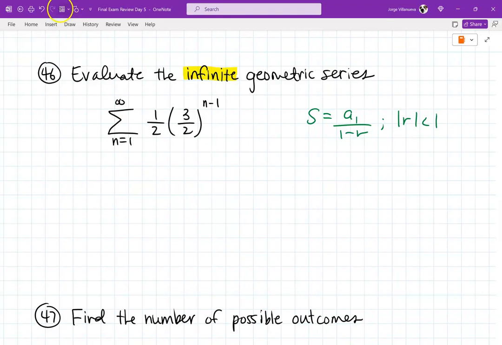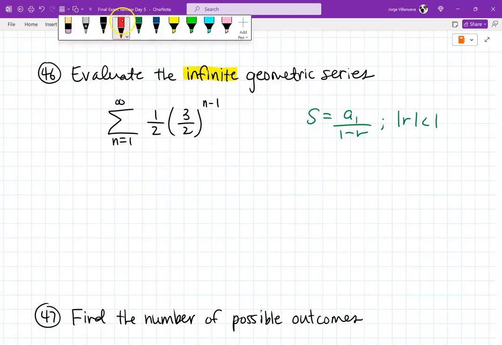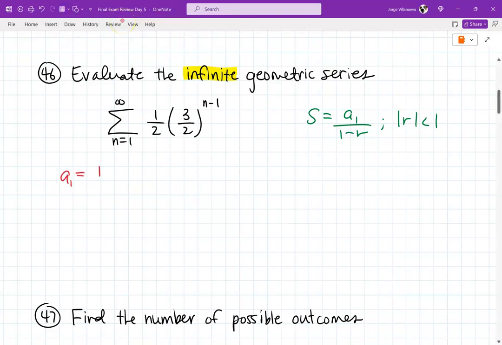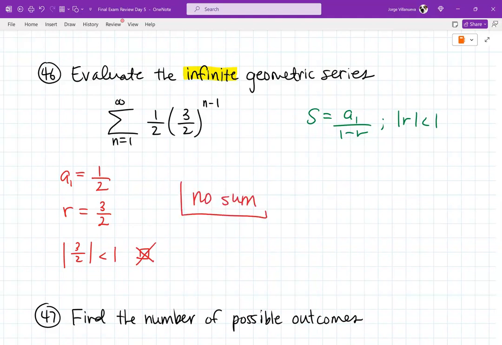We'll list our parts. A sub 1 is half. R is 3 over 2. Is it true that the absolute value of 3 over 2 is less than 1? No, it's not. So I'm just going to write no sum. And that's it. That one's done.